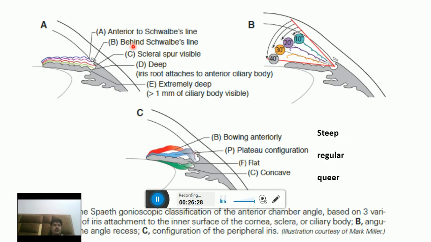B means behind the Schwalbe line. If it inserts anterior to the posterior limit of the trabecular meshwork, it is grade B. If the insertion is at the scleral spur, the iris is grade C. C means sclera. Insertion into the ciliary body face is recorded as grade D. D means deep. Or grade E for extremely deep, with more than 1 mm of ciliary body visible.